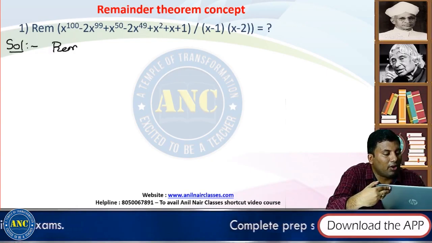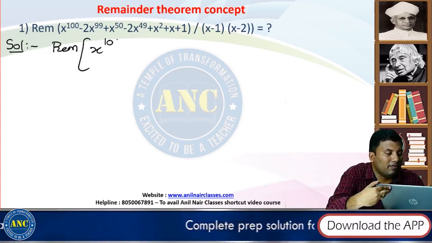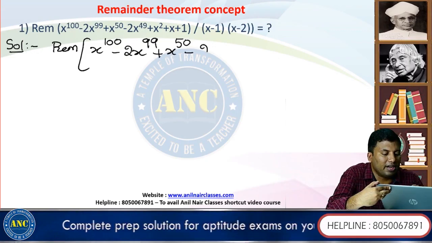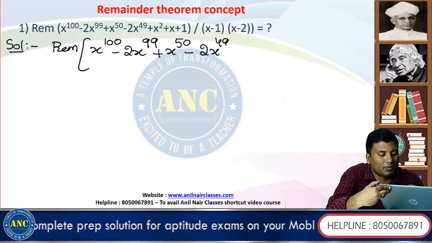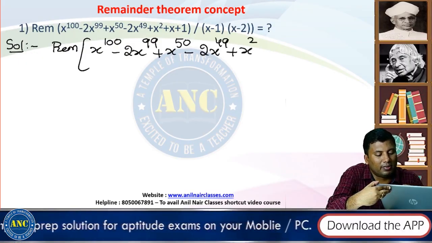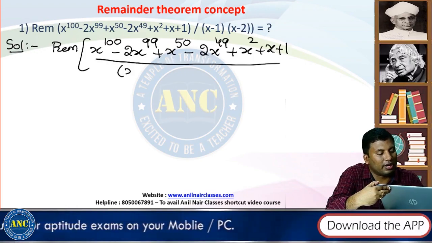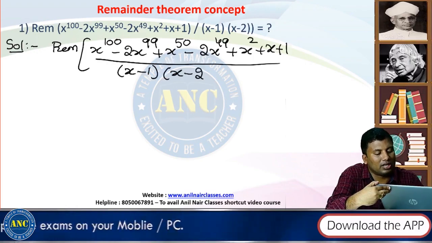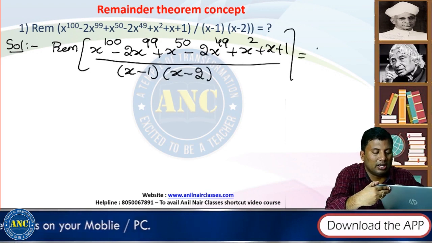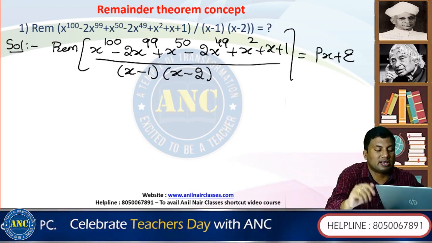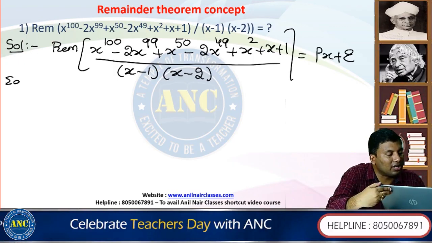Whenever any polynomial function is divided by a quadratic expression, the answer is nothing but a linear expression, px plus q. Till here it is clear. Now let us take an example.